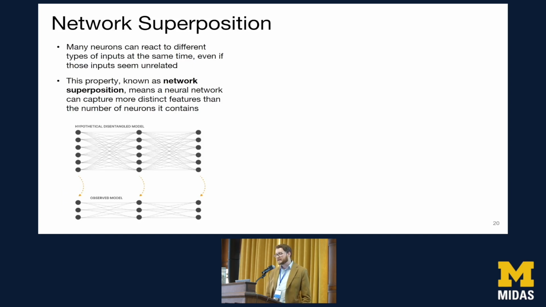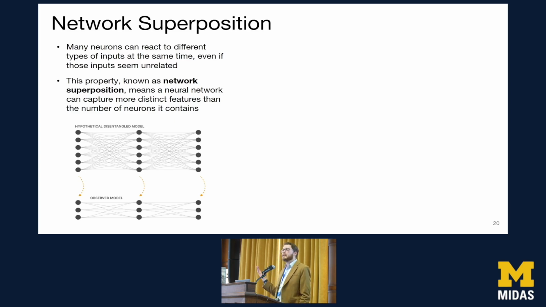And so many neurons can react to different types of inputs at the same time, even if they're unrelated, right? You've probably seen this inherently in your models. This property, which they call superposition, is what allows the neural network to capture distinct features, and more features than it has neurons, right?